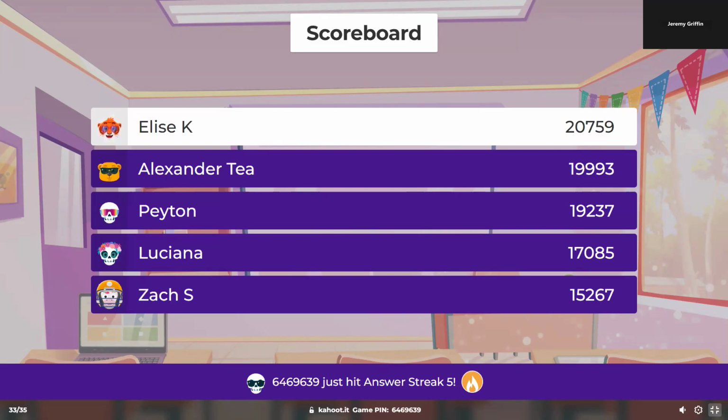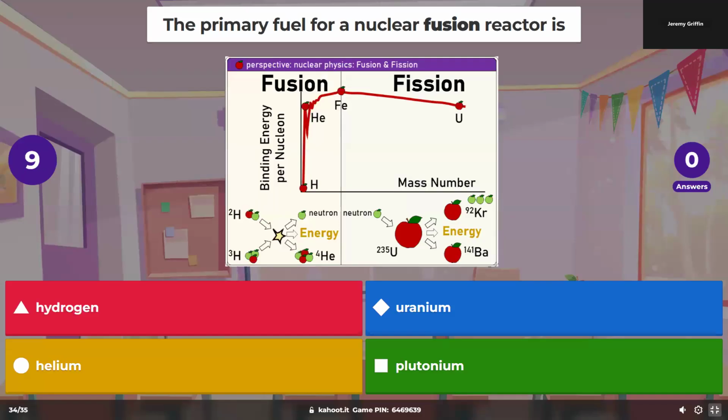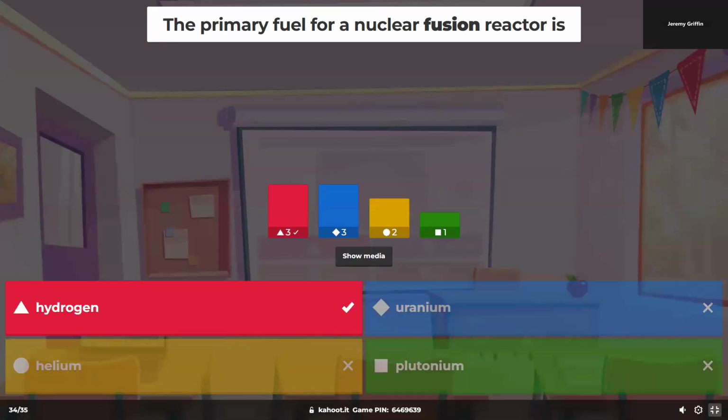All right. Everybody doing all right so far? The primary fuel for fusion, yeah, let's definitely go with hydrogen.